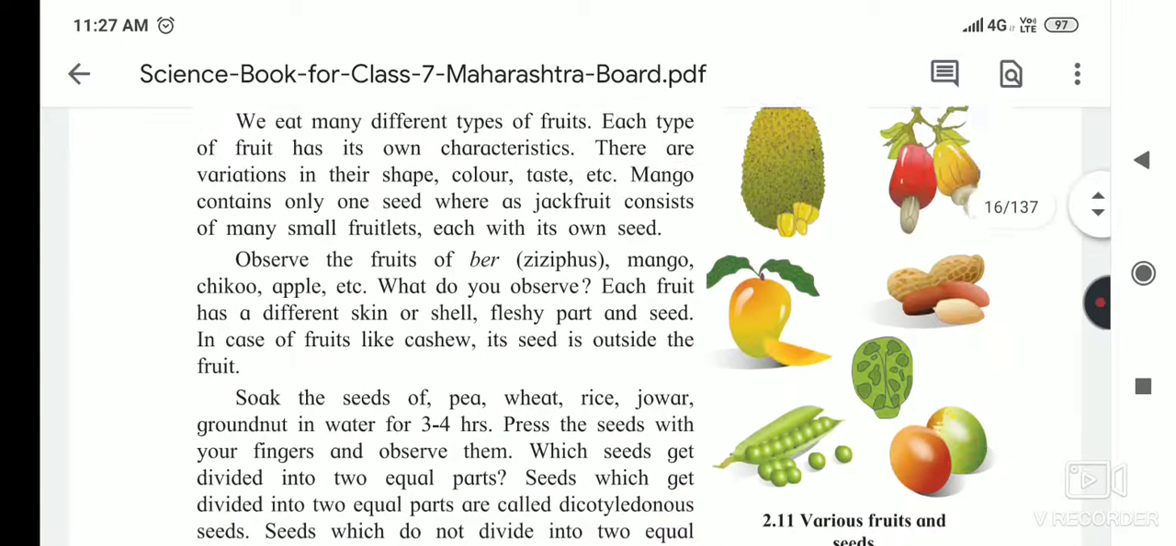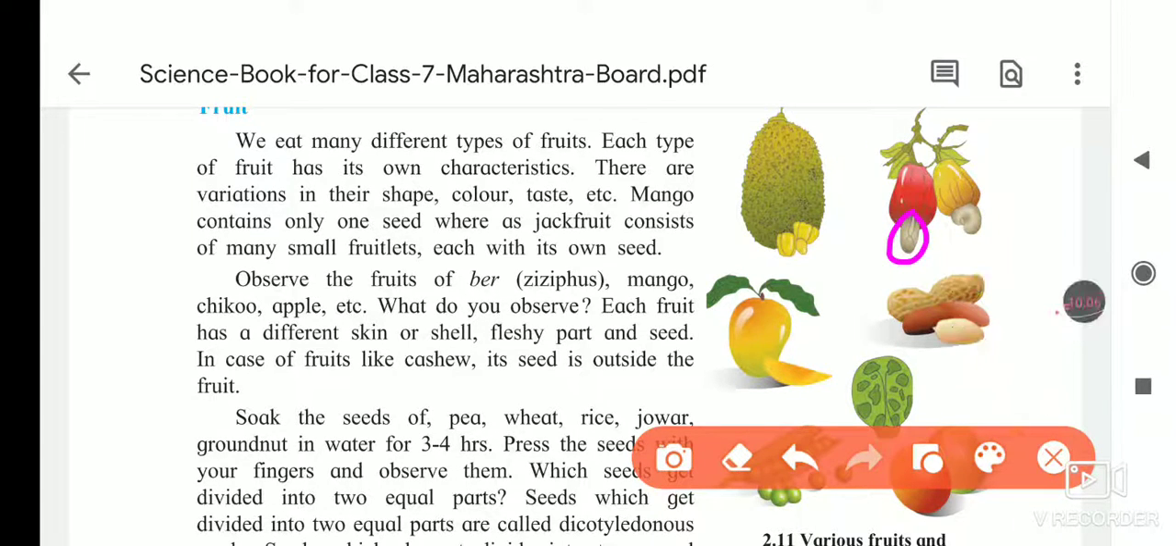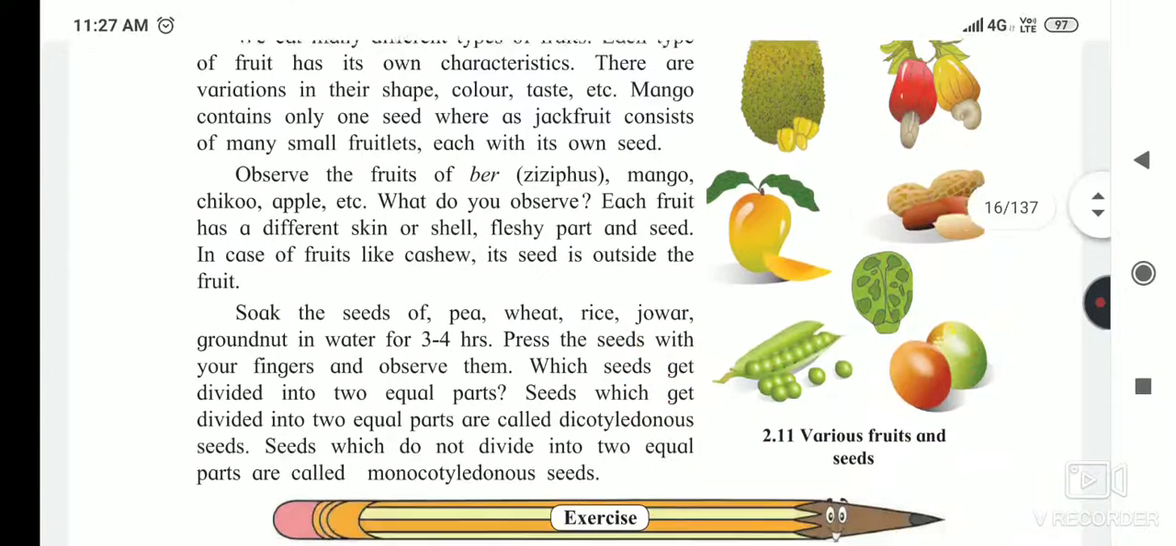Fleshy part and seed: in the case of fruits like cashew, its seed is outside the fruit. If you see the picture, this is the fruit, and the cashew nut seed is located outside the fruit. But in jackfruit, it is located inside. If you see, it has pods. This also has pods, and the seed is located inside it.